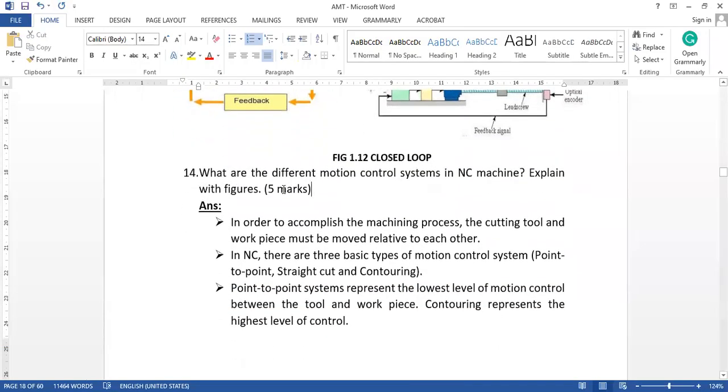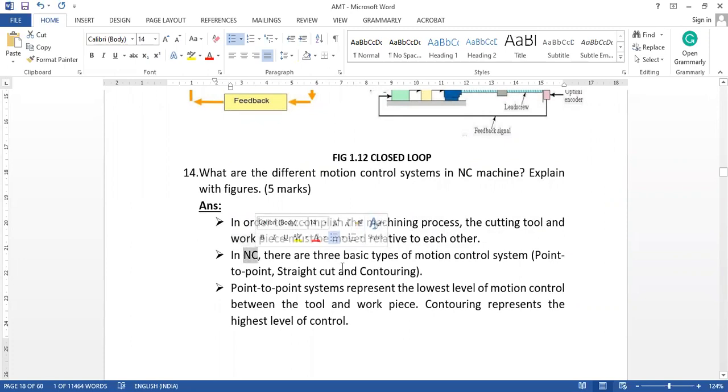Okay, so this is the question. What are the different motion control systems in NC machine? Explain with figures. In order to accomplish the machining process, the cutting tool as well as the workpiece must be moved relative to each other.